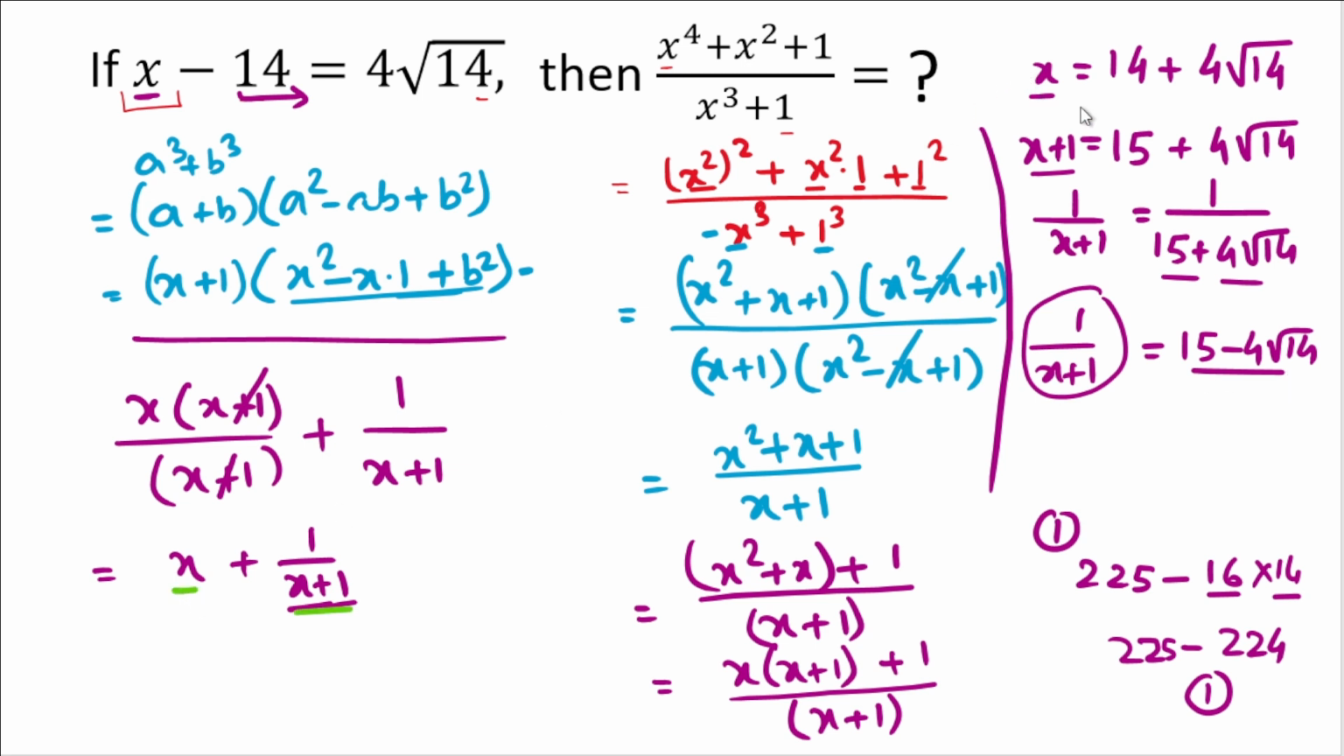The value of x we have calculated is 14 plus 4 square root 14, and the value of 1 over x plus 1 is 15 minus 4 square root 14. Here the negative and positive 4 square root 14 will cancel, and we are left with 14 and 15. Adding 14 and 15, we get 29. The answer of this expression is 29.